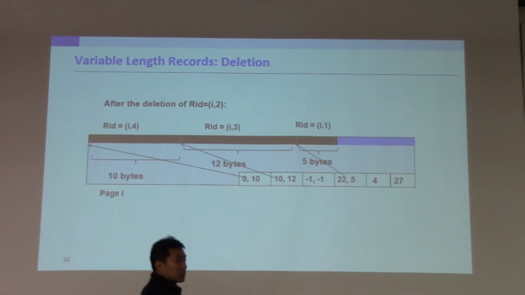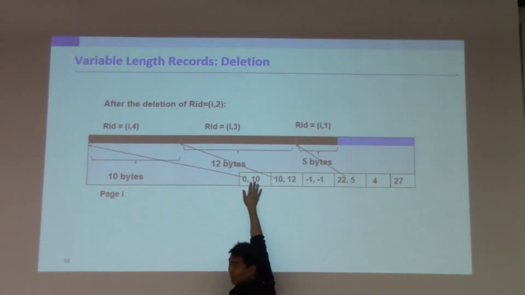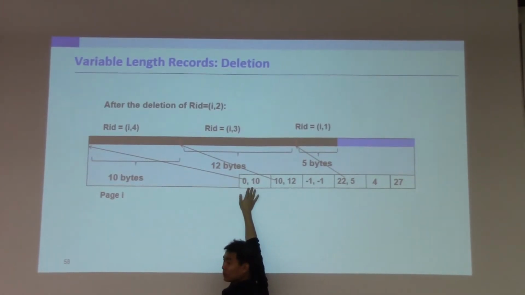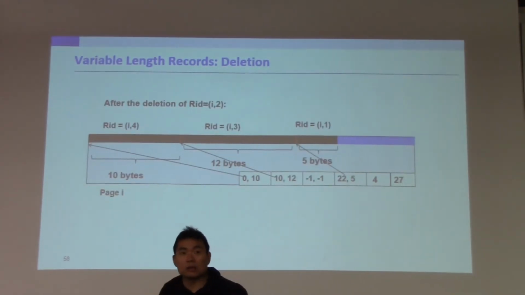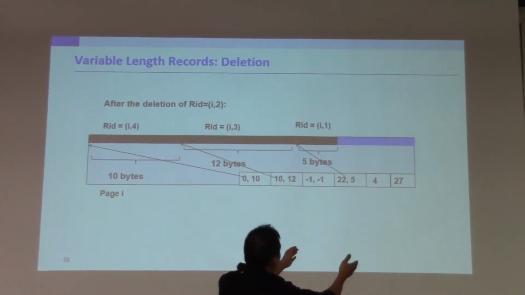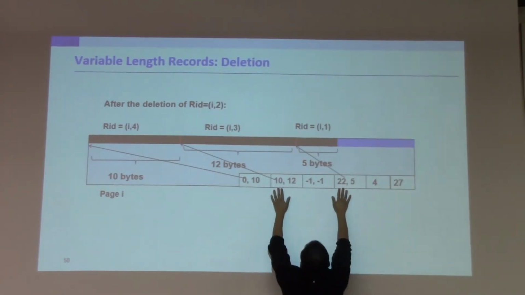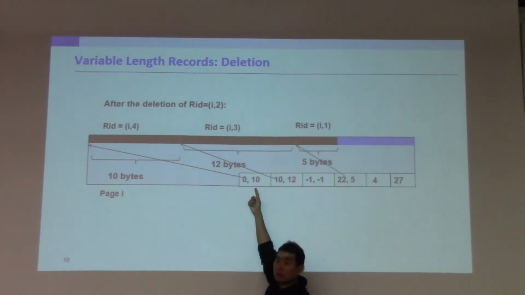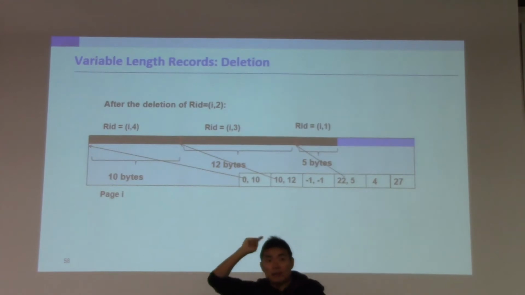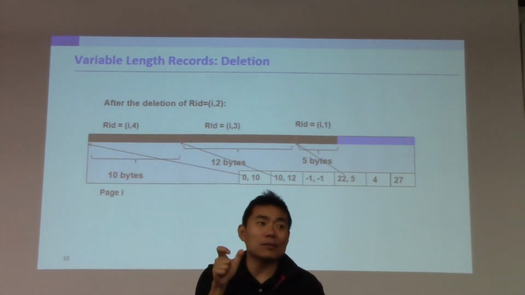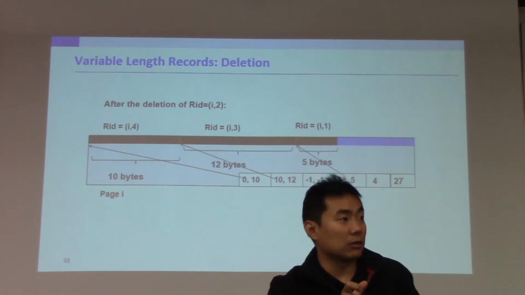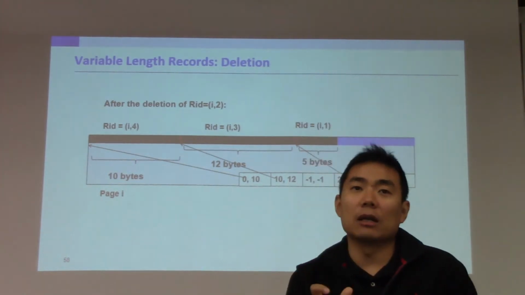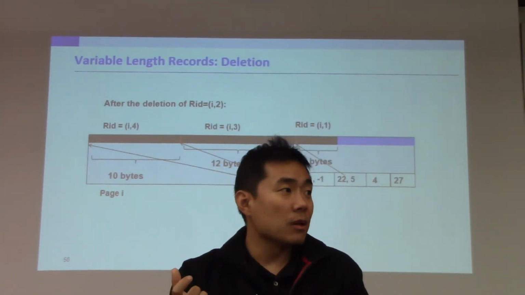Now the final special case is what if you delete this guy? You're not deleting this slot entry, you're deleting the record corresponded by this slot entry, meaning that first physical record. What happened? Well, you still need to update the offset value of these guys. So this becomes 0, this becomes 12, this becomes 17, because the length of record being deleted is 10. And this becomes -1, -1. Now this is a special case, because this is the last slot entry in your slot directory.